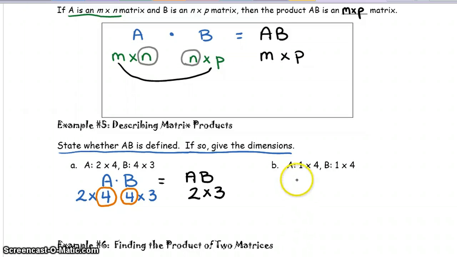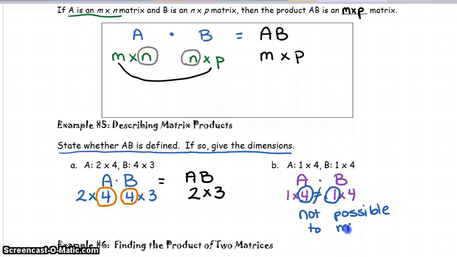Now, looking at the second one, we're going to try to do the same thing. The dimensions of A is 1 by 4, and the same with B. A lot of people assume, oh, it's like addition and subtraction, we can do it. But unfortunately, like I said, the columns of the first matrix and the rows of the second matrix do not match up. Because they're not equal, this is not possible to multiply. So we have to stop there because we can't do it.